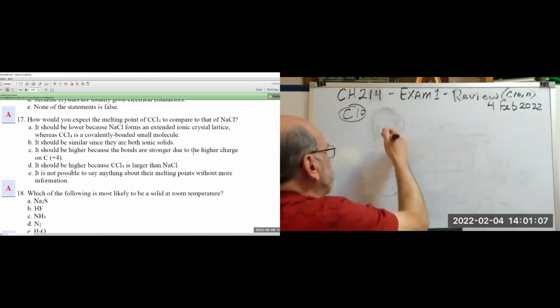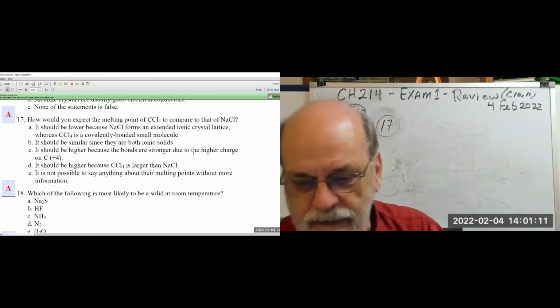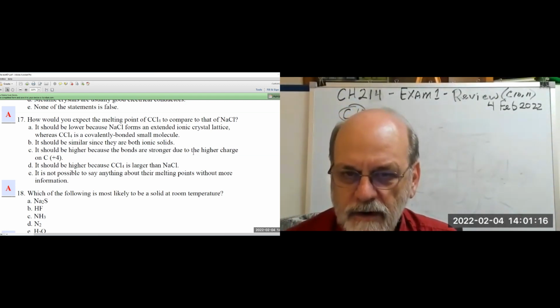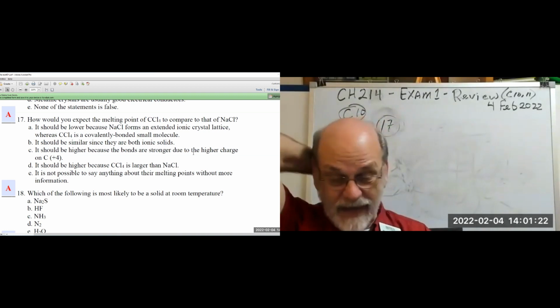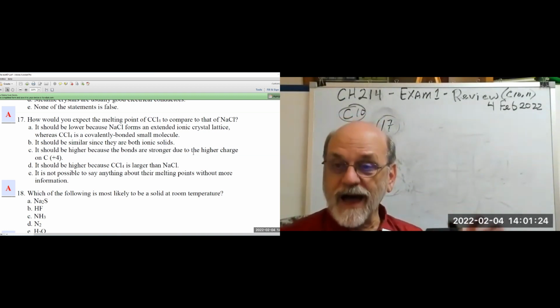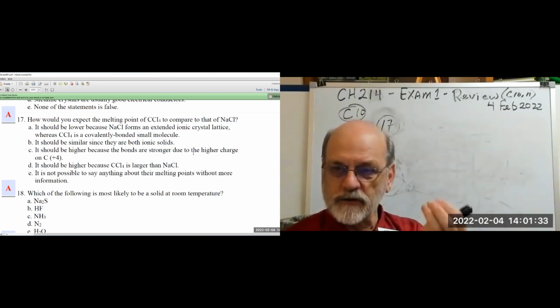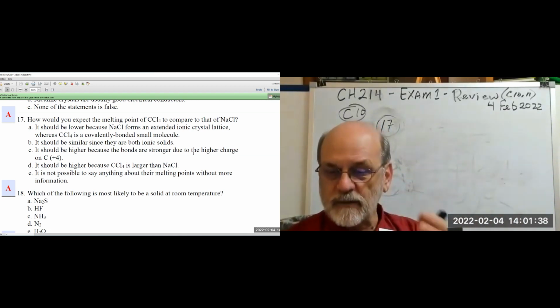17. How would you expect the melting point of carbon tetrachloride to compare to that of sodium chloride? Well, that's pretty simple. Sodium chloride is an ionic compound, and carbon tetrachloride is a nonpolar molecule. So the bonds between the individual molecules of carbon tetrachloride are going to be much weaker than between the ions of sodium and chlorine.